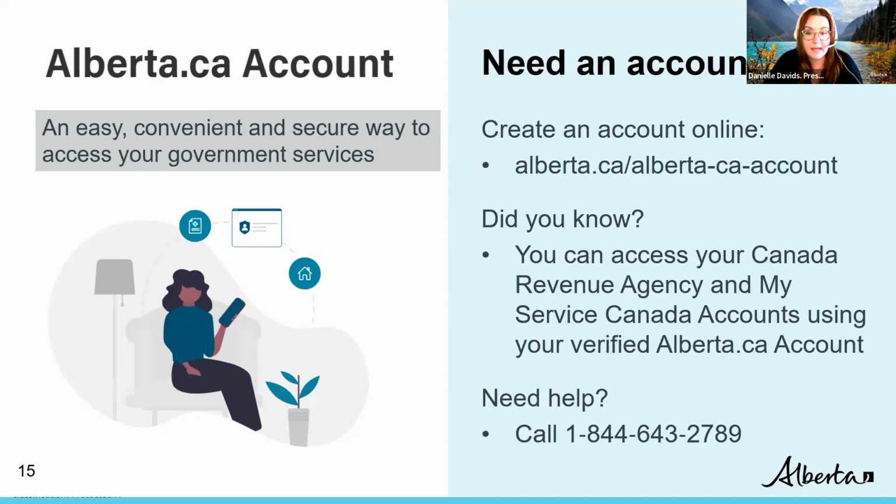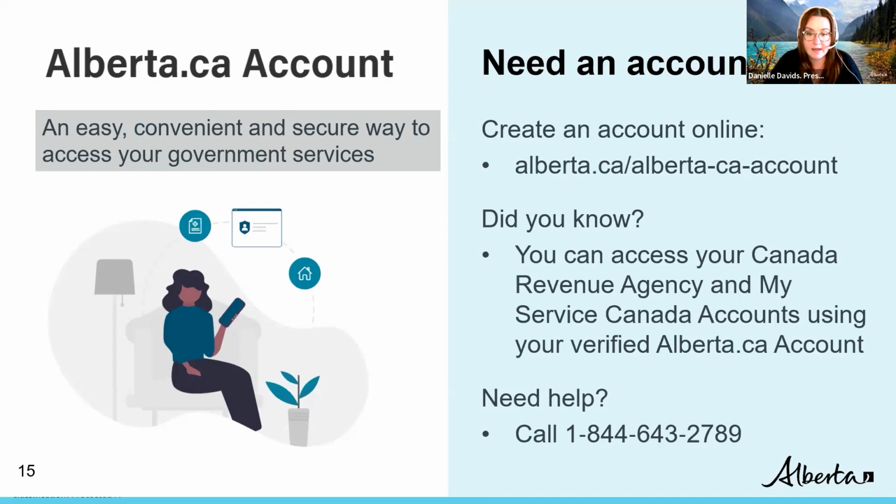So when verifying an account, Albertans can now choose an activation code delivered either through text message or mailed to you. The text message option is fairly new. For example, when I created an Alberta.ca account a few years ago, I had to wait for the code to come in the mail, which obviously takes a little bit of time. So the text message option is quite nice.